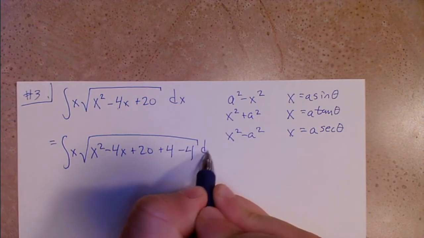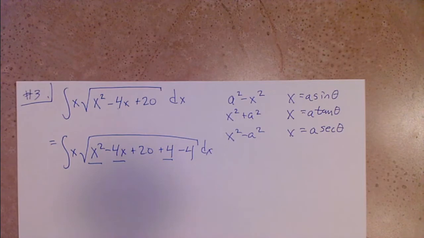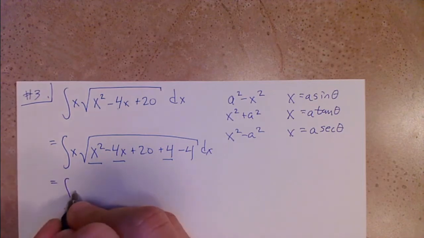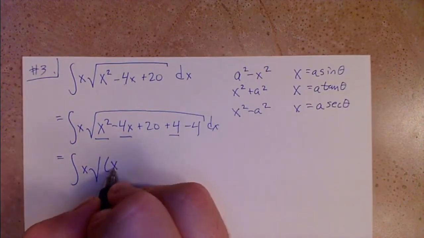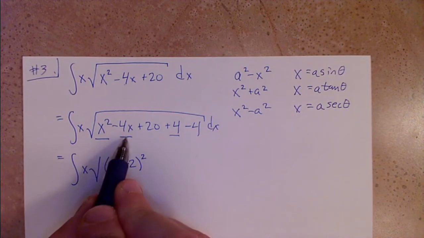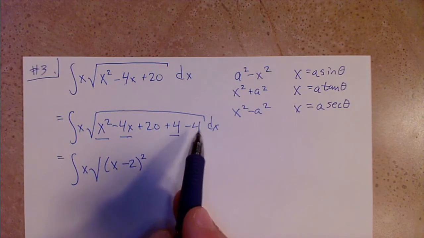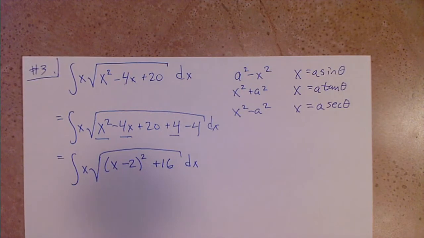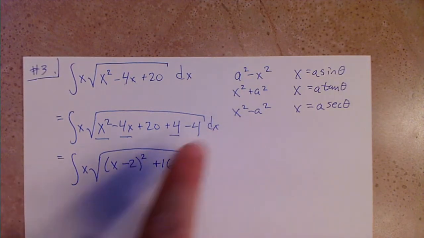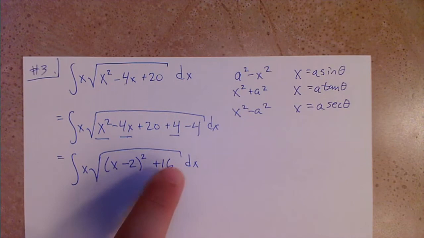And the whole point of completing the square is I can group this and this thing that I just added together, and that's guaranteed to be a perfect square. So I get the integral of x times the square root of x minus 2 squared. That's how these underlined bits become a perfect square. And then 20 minus 4 is 16 with respect to x. Now this does look like one of these things. As a matter of fact, it looks like this middle one right here, because I have a variable thing squared plus an integer squared, 4 squared, right?